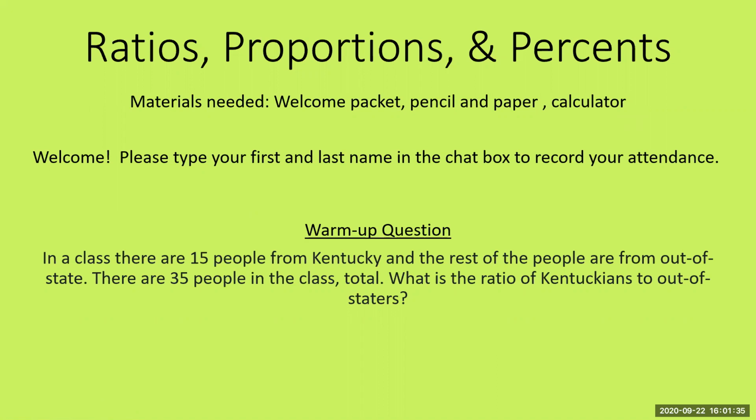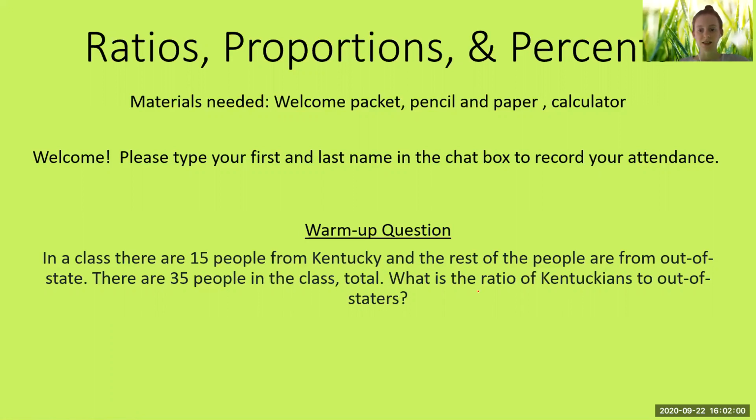So we're going to start off with this warm-up question that you see on the screen. It says, in a class, there are 15 people from Kentucky, and the rest of the people are from out of state. There are 35 people in the class total. What is the ratio of Kentuckians to out-of-staters? So if you've been keeping up with your homework, then this problem should look familiar to you.